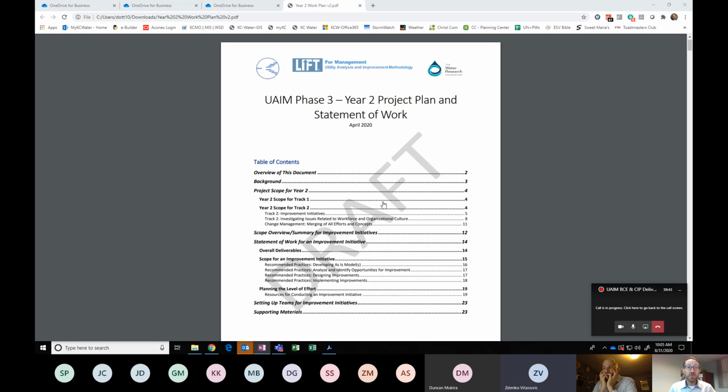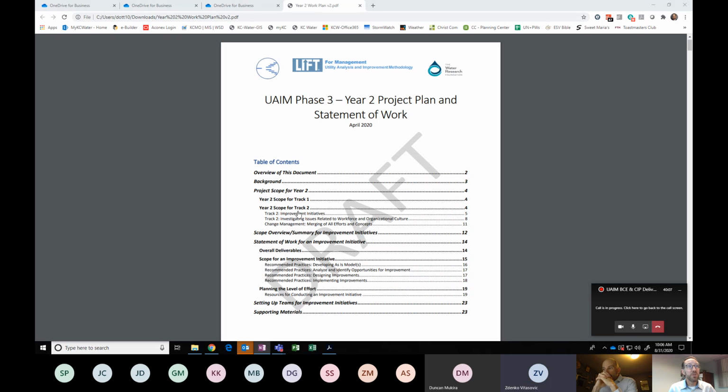But I will tell you there are multiple activities going on in year 2. So I want to get us focused in on what this group is going to be doing, looking at CIP planning and or CIP delivery process improvements. So right here is just the title page, and you can see right from the start there's a track 1 and there's a track 2.